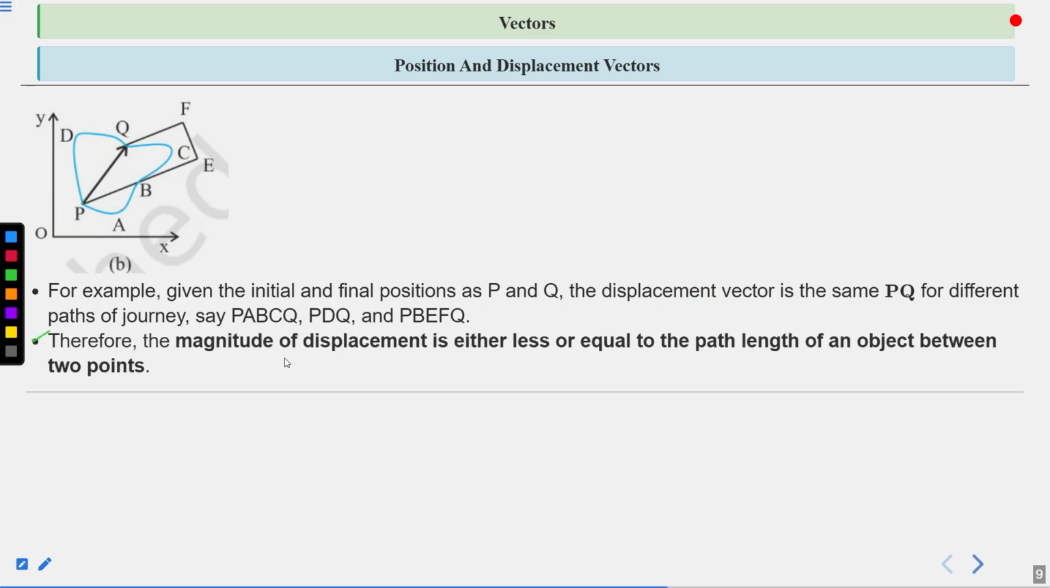Therefore, the magnitude of displacement is either less than or equal to the path length of an object between two points. It means displacement can be 0, positive, or negative. Clear?